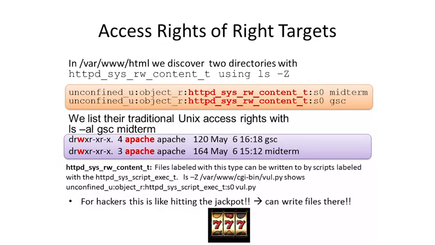We do the ls -Z on /var/www/cgi-bin, and we indeed find that vul.php, the server-side script that has the command injection vulnerability, has exactly the proper httpd_sys_script_exec_t type. So it can override those two directories we just discovered.